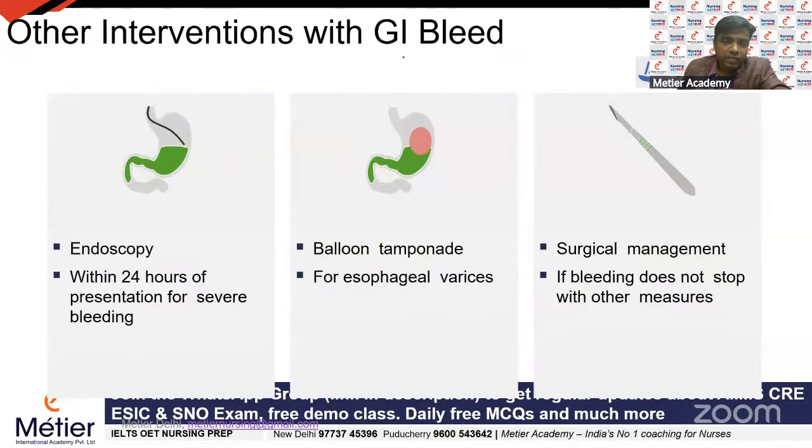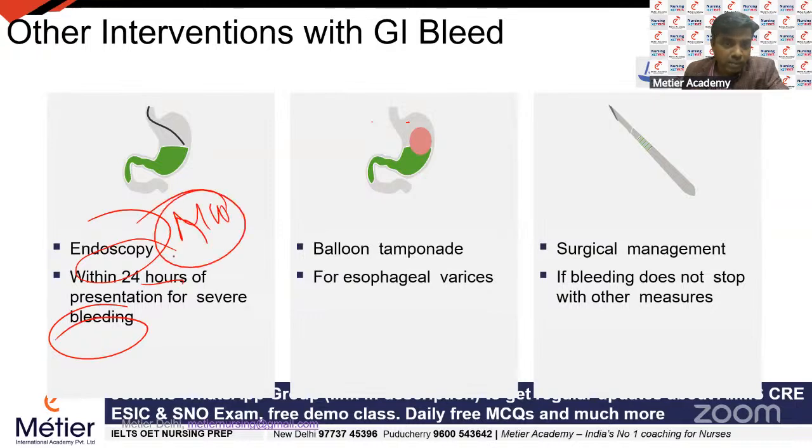See, another question example: what intervention do we do for GI bleed? The first intervention is endoscopy. In a suspected case of GI bleed, there is no way around it, because without endoscopy it is very difficult to rule out the condition. Within 24 hours they have to go for endoscopy. This is an exam question, the first MCQ point.